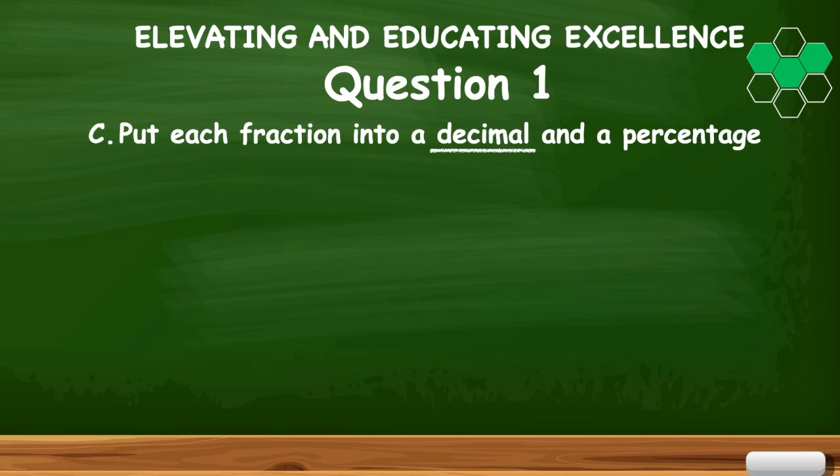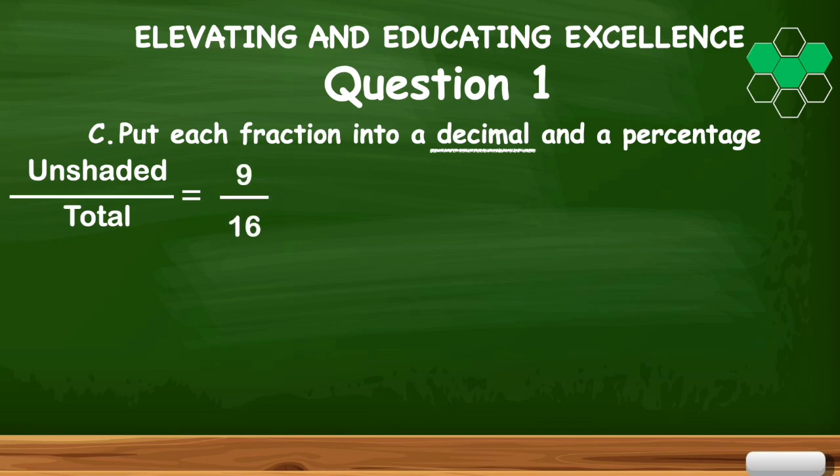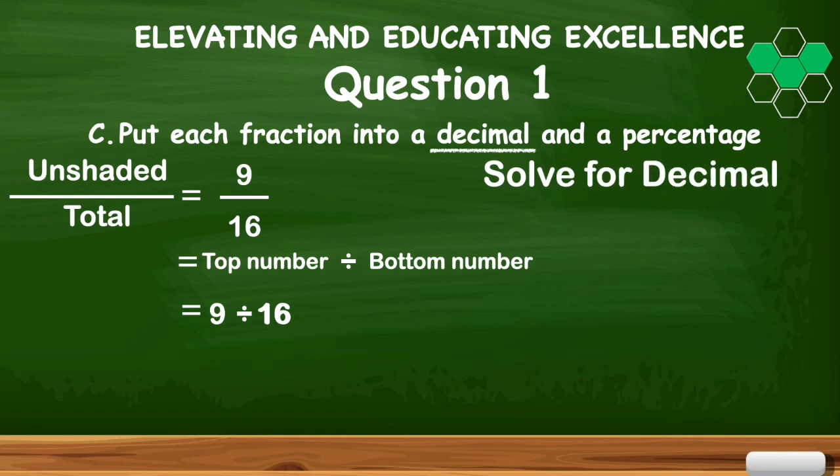Now we're going to take the unshaded in, and so we're going to start with the decimal. So here's the fraction, and then we know the fraction is 9 over 16. In order to get this fraction into a decimal, we're going to take the top number and divide that into the bottom number. So that means we're going to do 9 divided into 16. So let's solve for the decimal. So we're going to use 9 divided by 16, and we're going to plug that into the calculator.